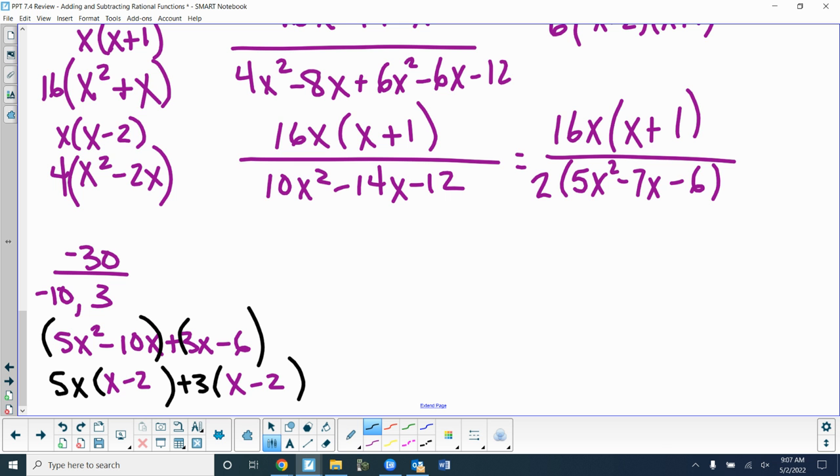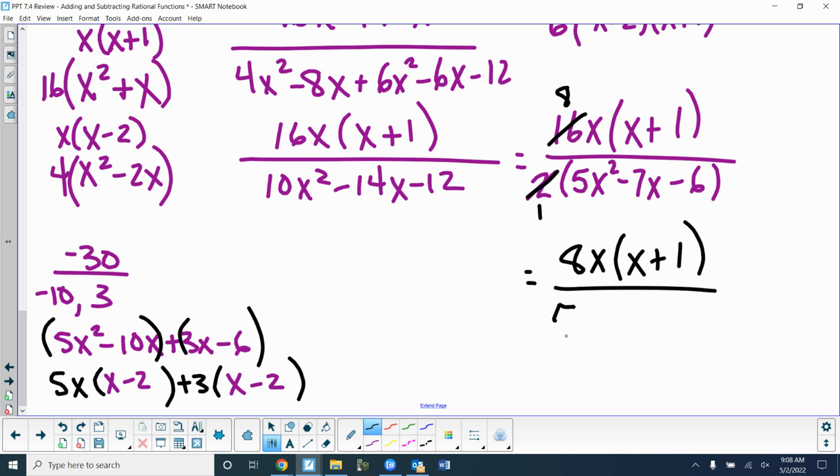Look at the bottom, look at the top. What number goes into those numbers that are factors? 2, yeah. 2 goes into 2 once, and 2 goes into 16 8 times. So the final answer is 8x over 5x squared minus 7x minus 6.